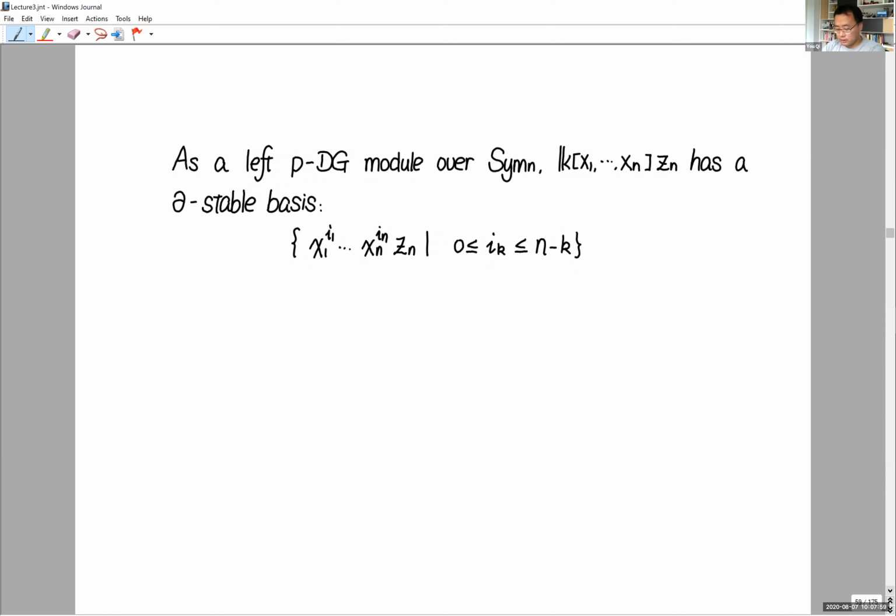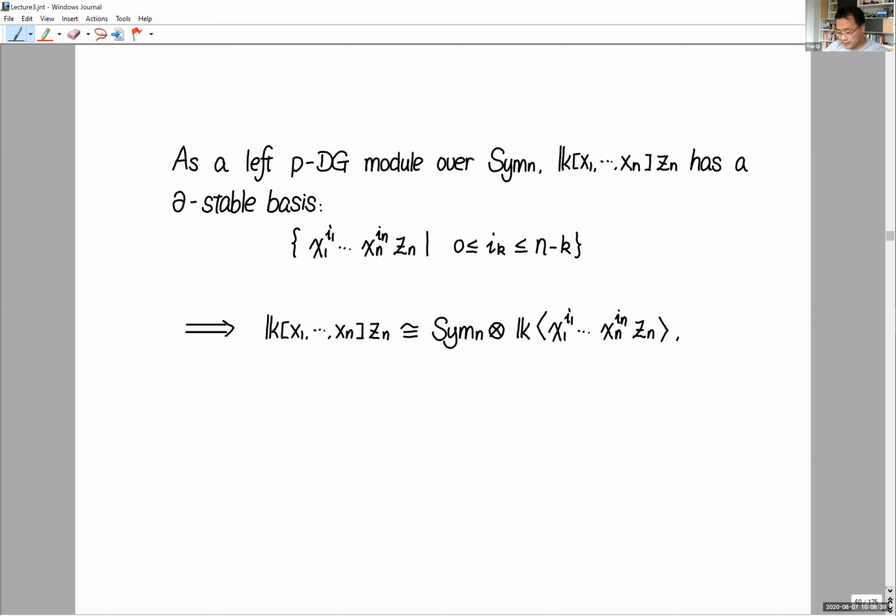As a left module over the symmetric functions, the fundamental theorem of symmetric functions tells you that this is essentially a free module, of size n factorial, and a particular basis can be chosen to be compatible with the p-differential action. It can be chosen to be this monomial basis where each exponent i_k is less than or equal to n minus k and greater than or equal to 0. So this is a monomial basis of this polynomial ring over the symmetric functions.